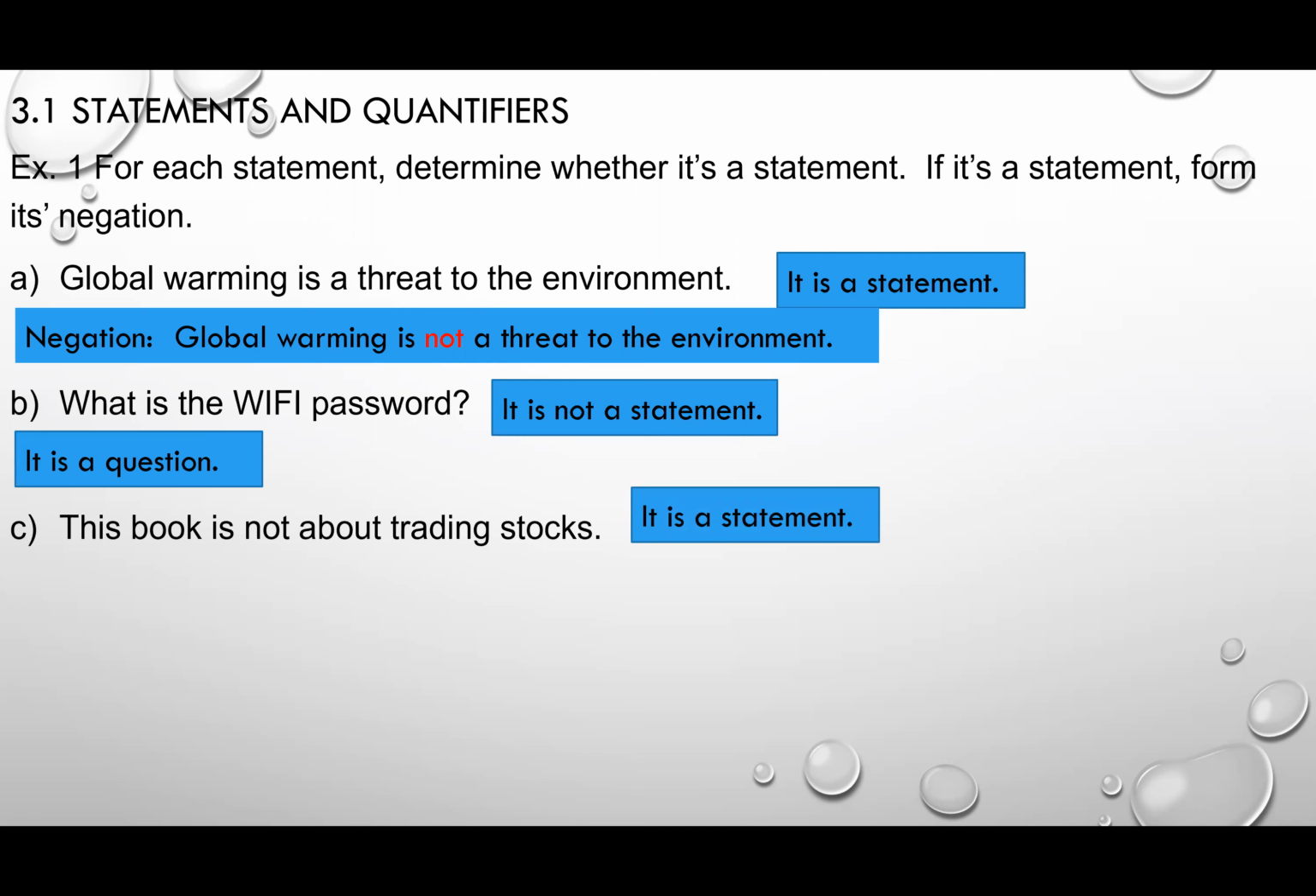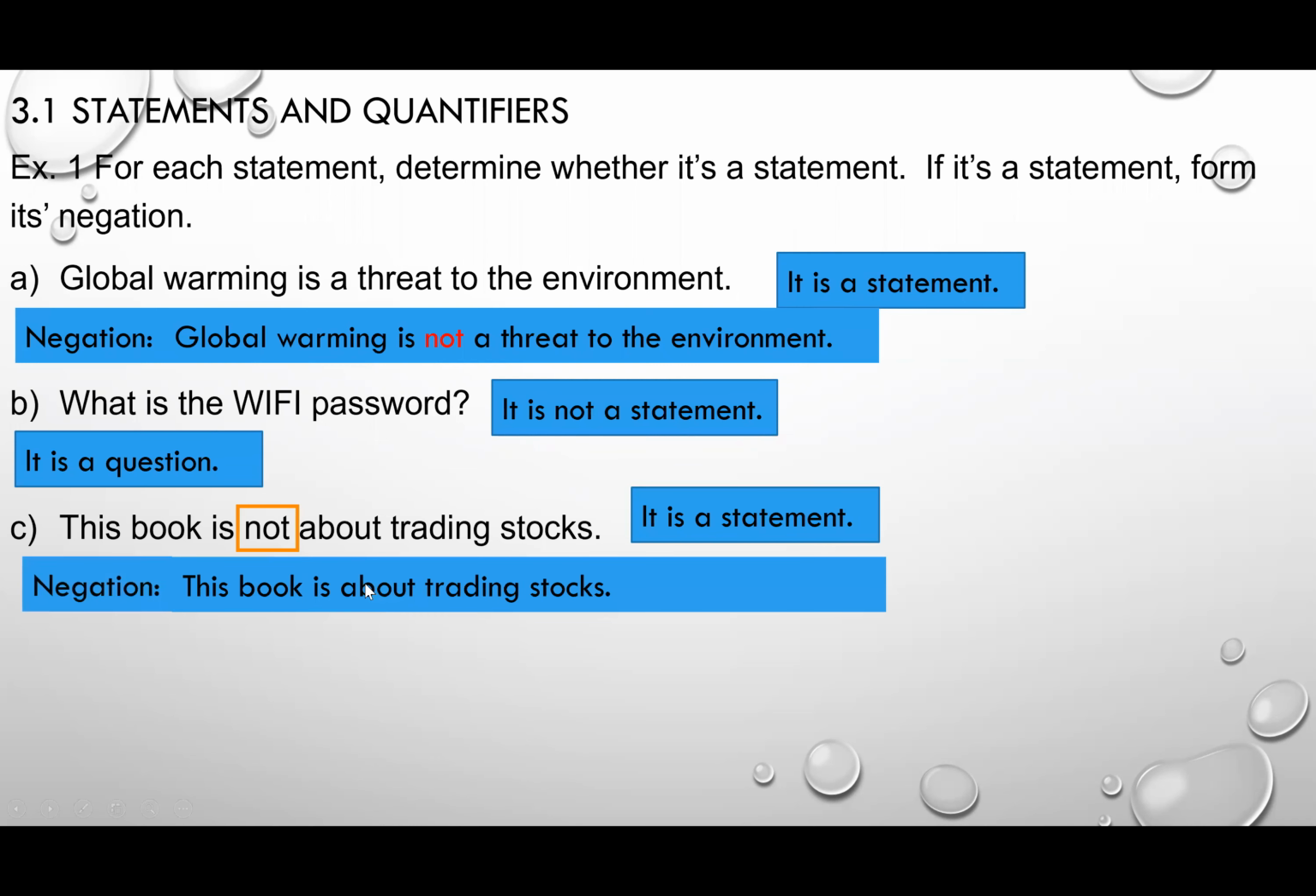And if this is a statement, do you agree that we have the word not? How do we negate them? Well, if there's the word not in it, all we need to do is take out the word not, right? All we need to do is take this word not out. And if we take the word not out, then the negation will be: this book is about trading stocks, right?